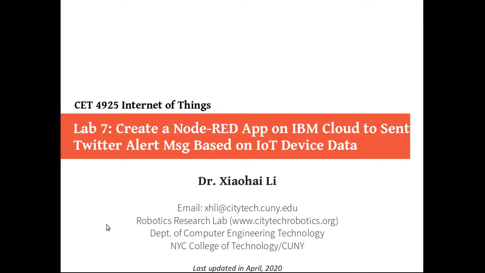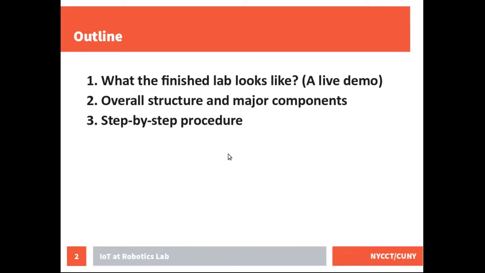Hi there! In this video I'm gonna show you how to create a Node-RED app on IBM Cloud to send a Twitter alert message based on some sensor data sent from a remote IoT device. Here's the outline of this video.